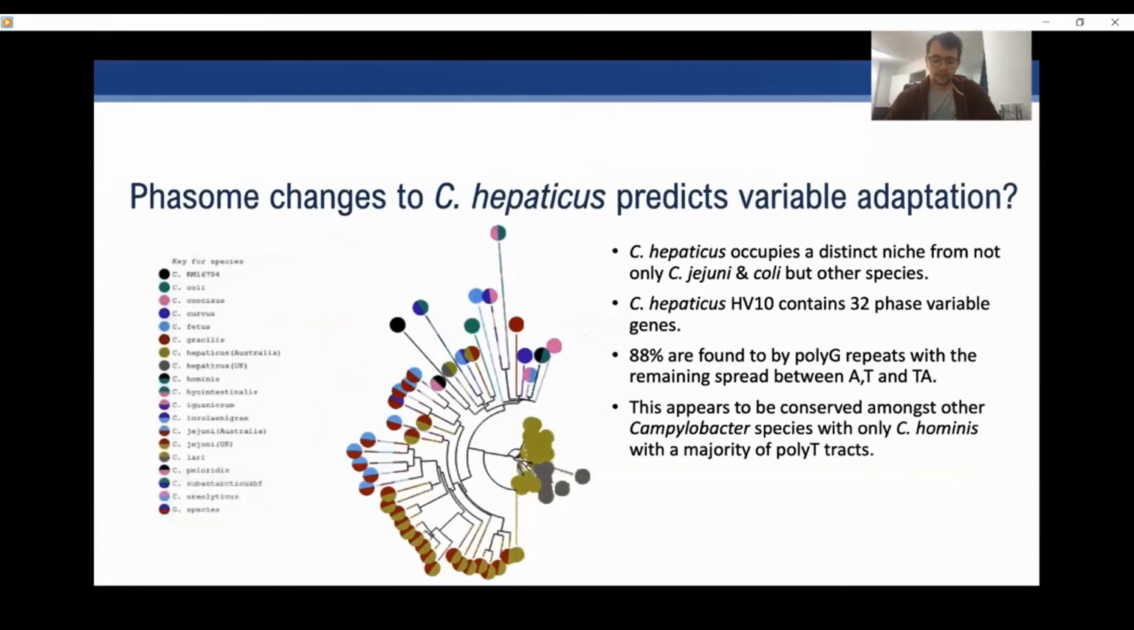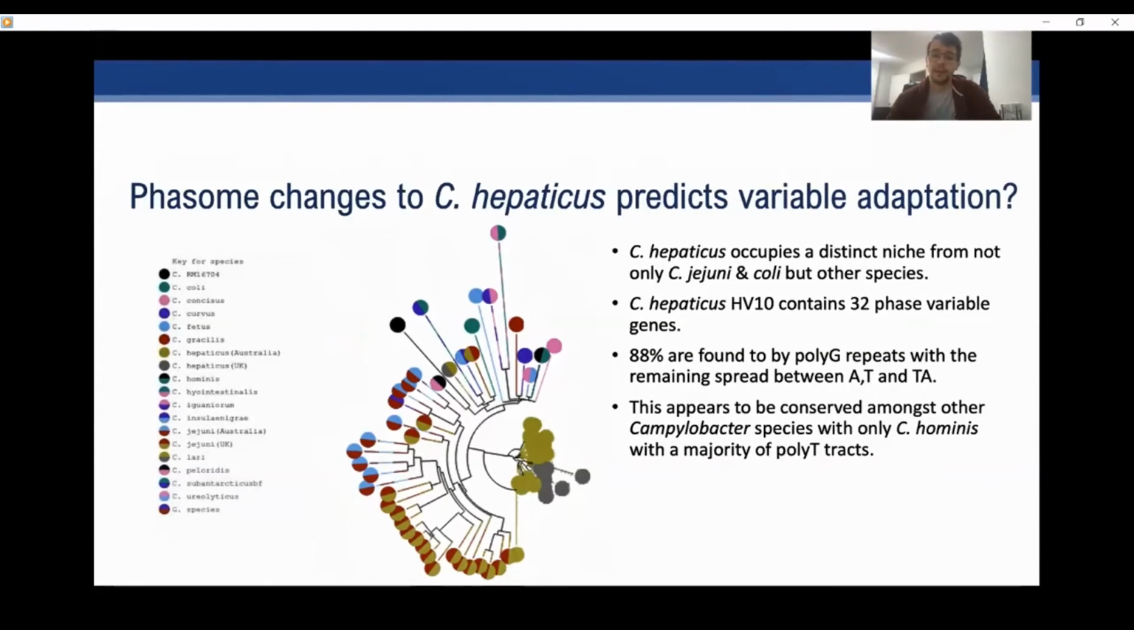So then we wanted to carry on and look at some other survival and adaptation systems. One of the areas my lab works on is phase variation. So we looked at the phasome of C. hepaticus, which is the combined number of phase variable genes that are present in that particular organism. So we immediately identified that C. hepaticus occupies a distinct niche from all the other Campylobacter species. So in the phylogenetic tree to the left, hepaticus is in gold and gray. All the other Campylobacter species are branched off and intermingled, whereas hepaticus occupies quite a distinct node of the tree.